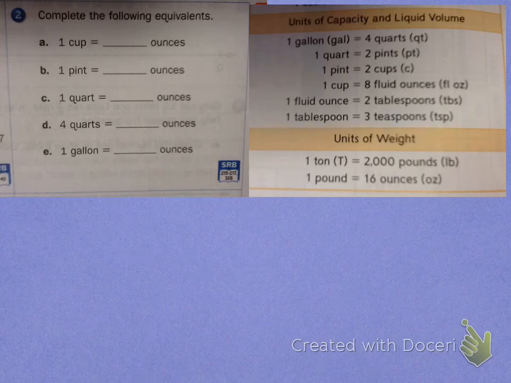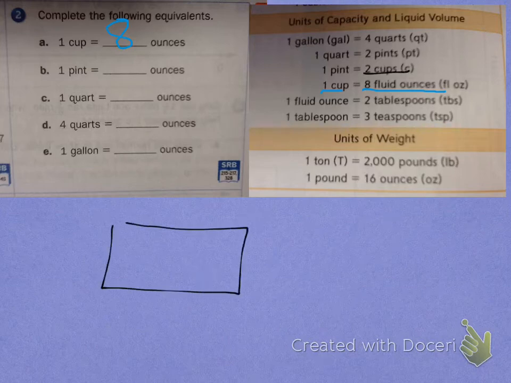Number 2 says complete the following equation. 1 cup equals blank ounces. I copied the page of your reference book, and right here it says 1 cup equals 8 fluid ounces. So then we want to know how many ounces are in 1 pint. If we look, there are 2 cups in a pint. So if we have 1 pint, that's 2 cups. In each cup, there is 8 ounces. So it would be 16 ounces.